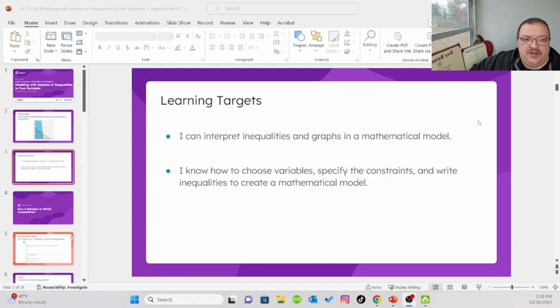You have two learning targets for today. Number one, you should be able to interpret inequalities and graphs in a mathematical model. And number two, you should know how to choose variables, specify the constraints, and write inequalities to create a mathematical model.